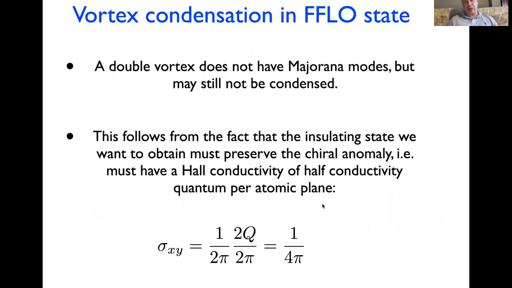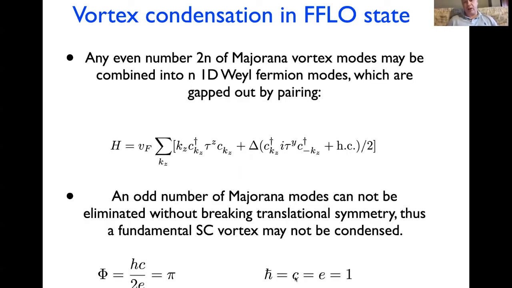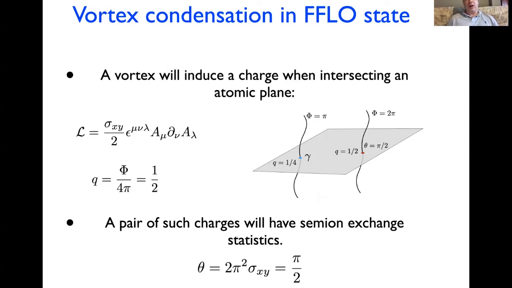But it turns out that you still cannot condense that, and this follows from the fact that the insulating state that we want to obtain must preserve by construction the chiral anomaly, namely the Hall conductivity, which in this case, at the separation of Weyl points equal to half the Brillouin zone, is going to be exactly half a conductivity quantum per atomic plane. So it's 1 over 4 pi in units where h bar equals c equals 1. It follows from this non-zero Hall conductivity that such a vortex will always induce a charge, when it intersects an atomic plane, equal to half the charge of the electron. One can easily show that a pair of such charges are going to be semimetals. Again, they are not bosons and therefore cannot be condensed.